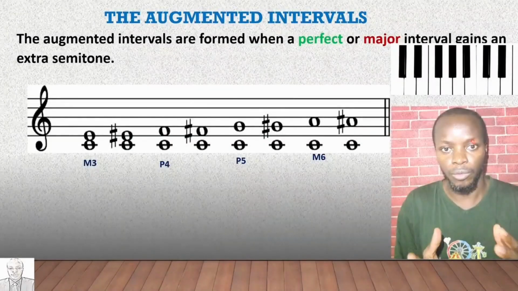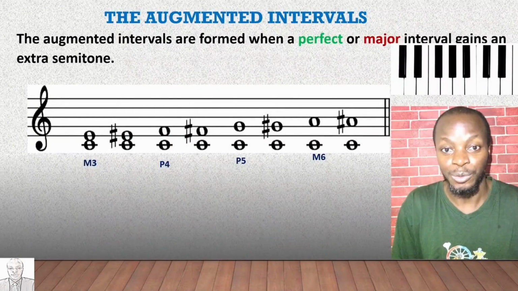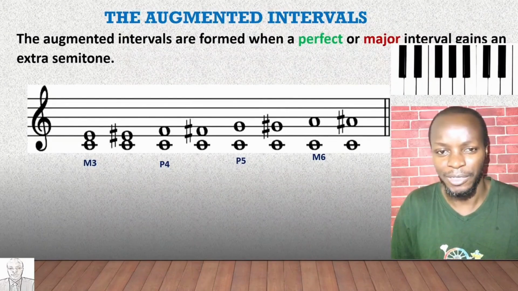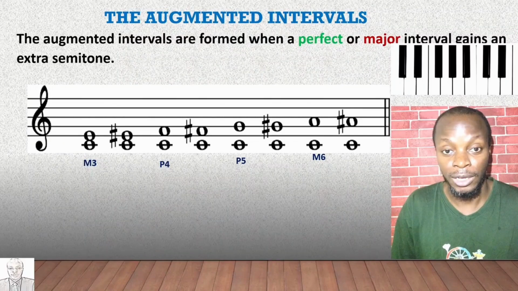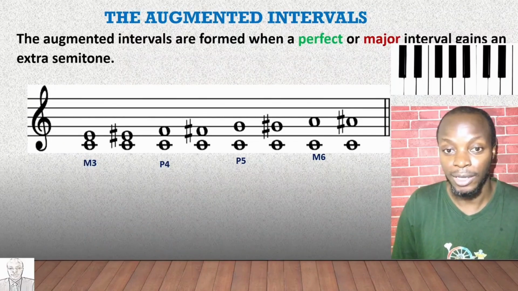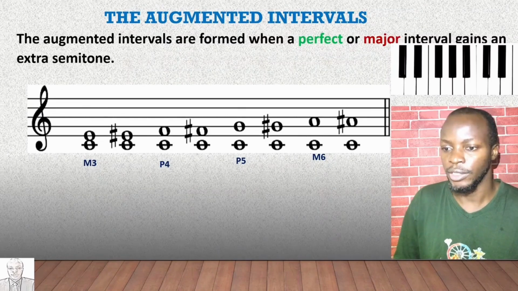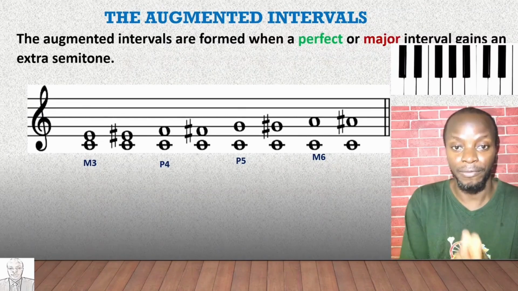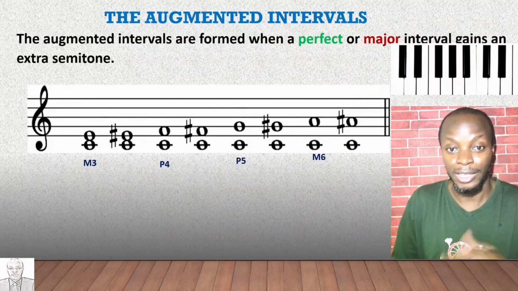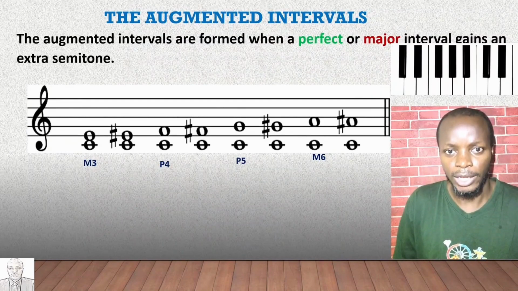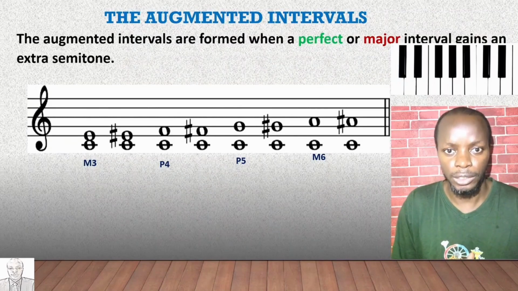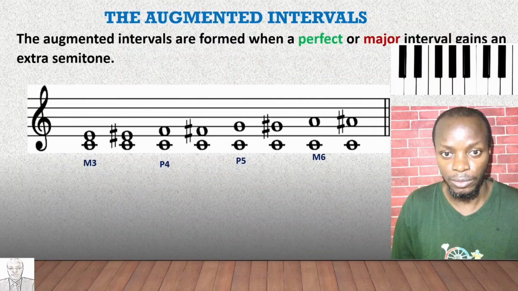Augmented intervals. Augment means increase, so it's just the opposite of a diminished interval. An augmented interval gains an extra semitone as a diminished interval loses a semitone. Augmented intervals are formed when a perfect or a major interval gains a semitone, unlike a diminished interval, which occurs when a perfect interval or a minor interval loses a semitone, or halftone.